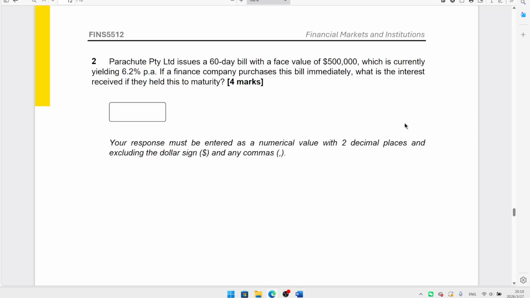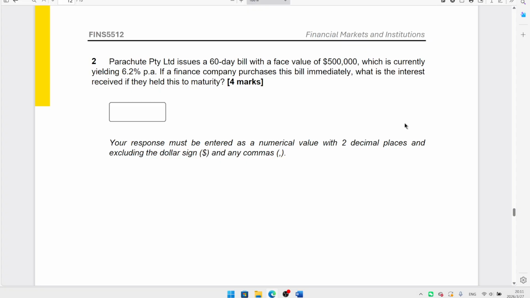Next question about issue. Days to maturity is 60 days, and the face value equals $500,000. So we can find what is the interest received if the company purchases and holds to maturity. It should be the difference between the face value and the price.